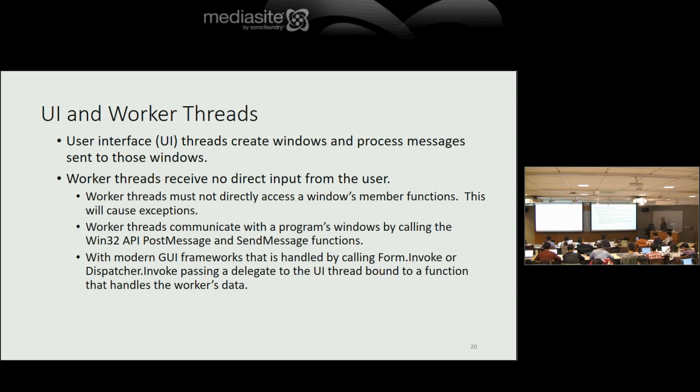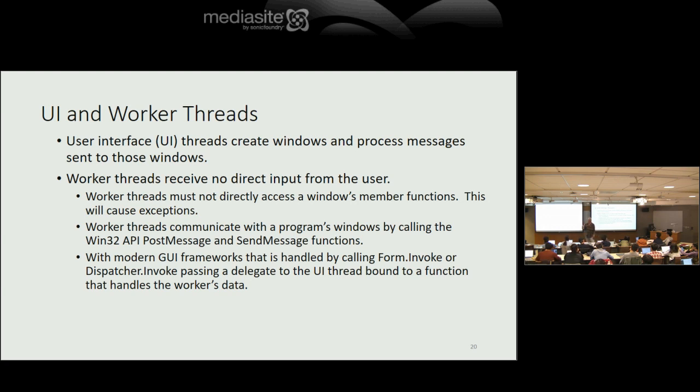Another issue here is UI and worker threads. User interface threads create windows and process messages sent to those windows. Worker threads receive no direct input from the user. They must not directly access a window's member functions. In a lot of frameworks that'll cause exceptions. We're going to use WPF to build our GUIs in this class, and that's exactly what happens in that framework. Worker threads communicate with the program's windows by calling the Win32 API PostMessage and SendMessage. As I showed you in the process diagram, child threads are allowed to post or send messages to another window. That's perfectly manageable and acceptable.